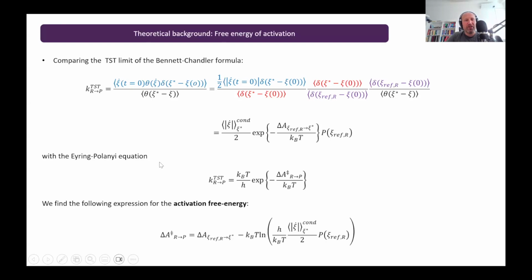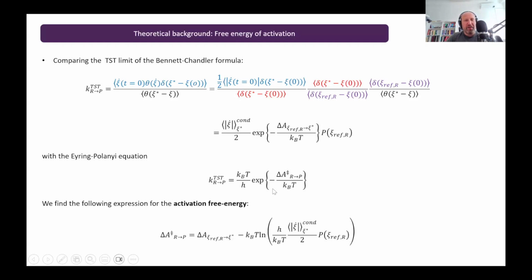Now let us compare this equation with the equivalent Eyring-Polanyi equation, which also describes the rate constant within transition state theory. It has this form here. In addition to physical constants and temperature, we have the quantity called activation free energy. Equating these two formulas, we can separate the activation free energy, and we arrive at this form. And you see that, despite popular explanations, the free energy of activation is not just the difference in free energy between the top of the barrier and the bottom of the reactant valley. It's more, because it also contains contributions from the velocity in the transition state and the probability density in reactant.